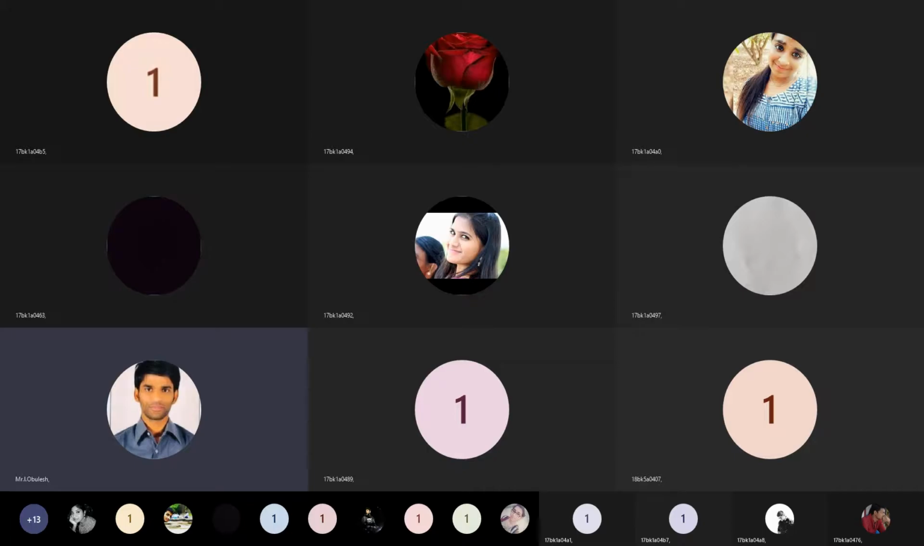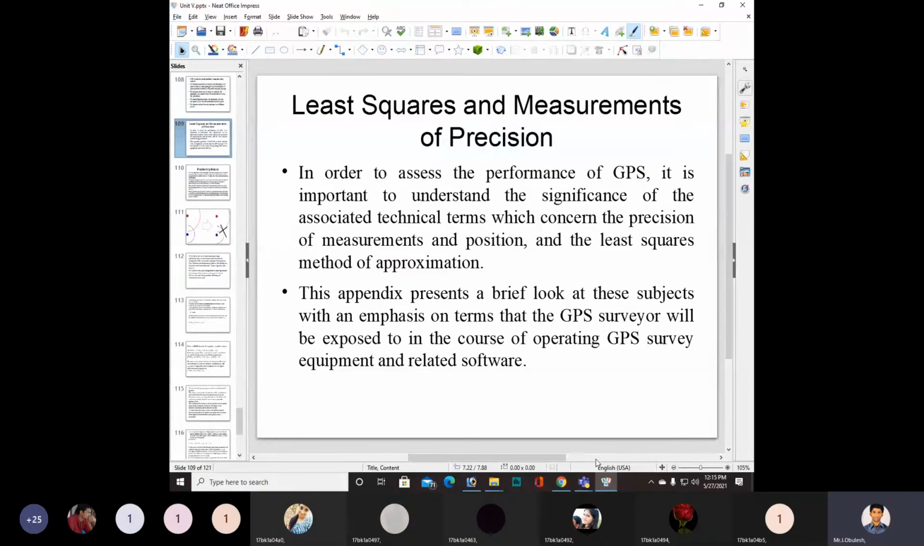Discussing least square methods and measurements of precision. This is the last topic from the 5th unit. In this class I am going to wind up the 5th unit. From tomorrow onwards we will do the revision, from the first unit to the 5th unit again, in the next class onwards. So now we are going to discuss the least square method.